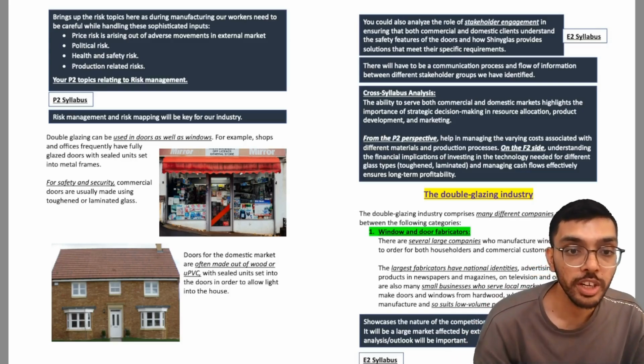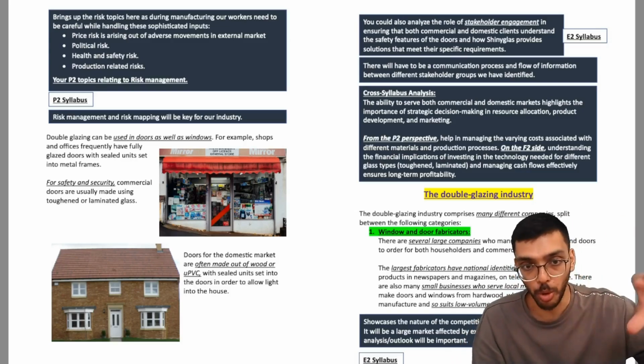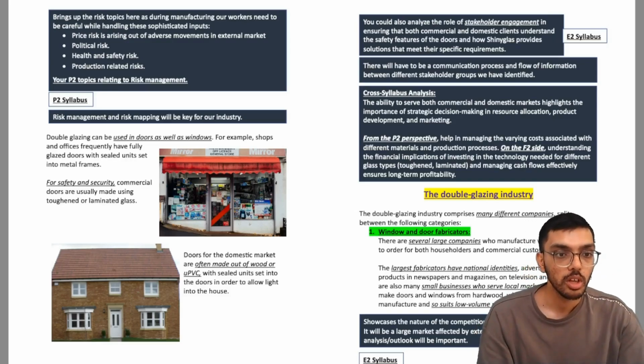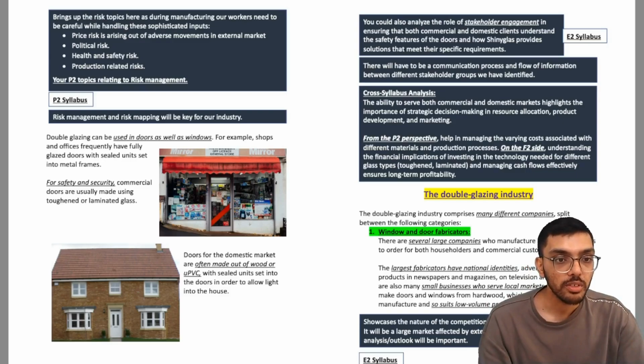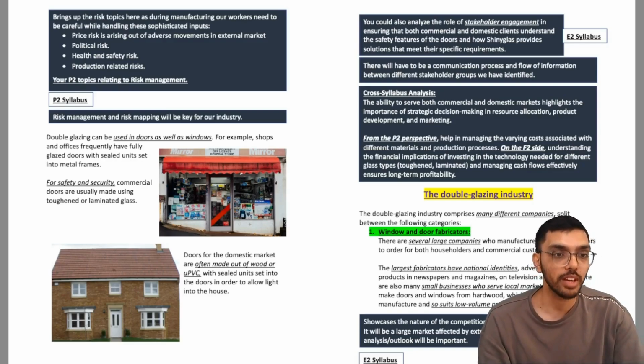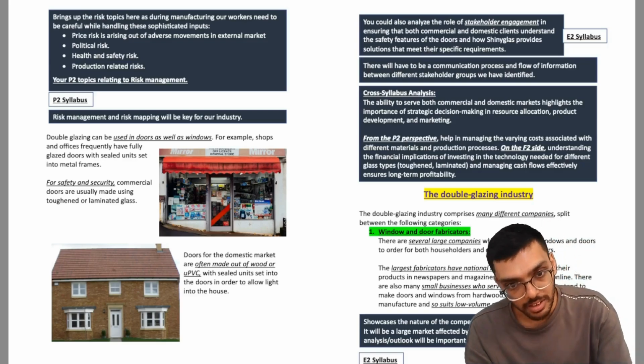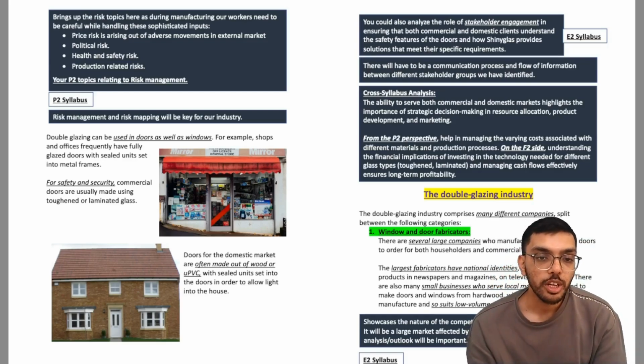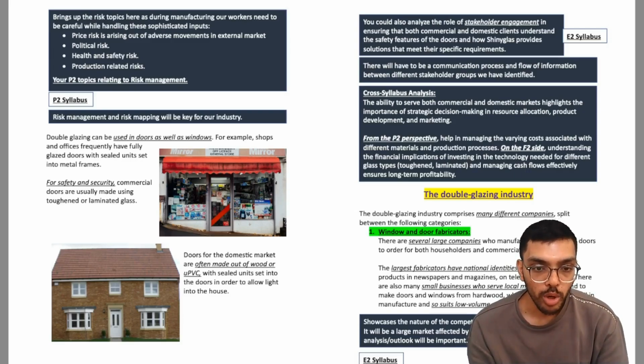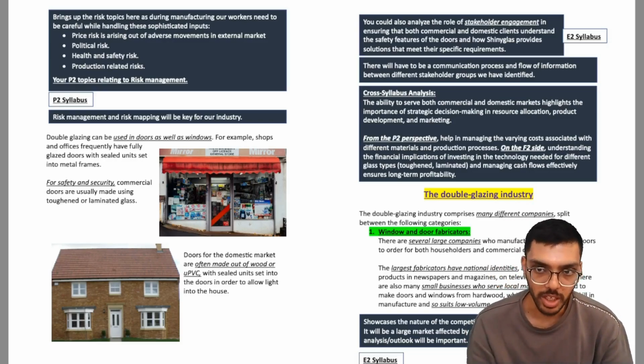Double glazing can be used in doors as well as windows. We spoke about windows, but they're used in doors also. For example, shops and offices frequently have fully glazed doors with sealed units set into metal frames. For safety and security, commercial doors are usually made using toughened or laminated glass. Doors for the domestic market are often made out of wood or UPVC with sealed units set into the doors in order to allow light into the house. So they are used for doors as well as windows.